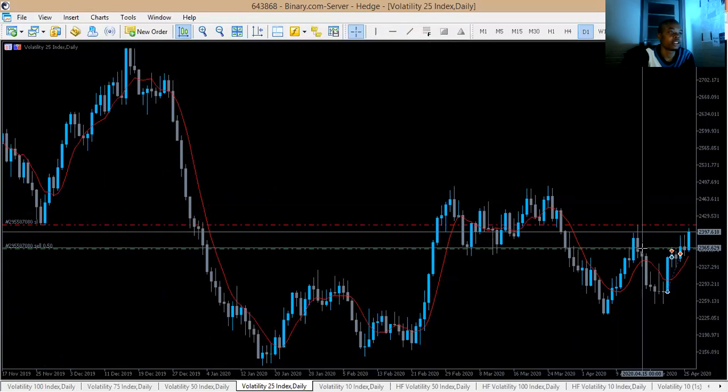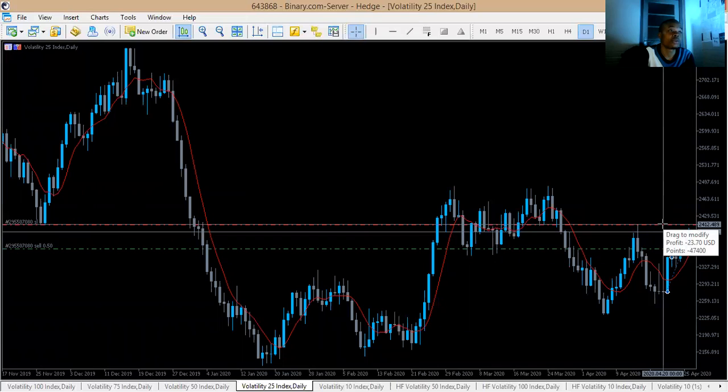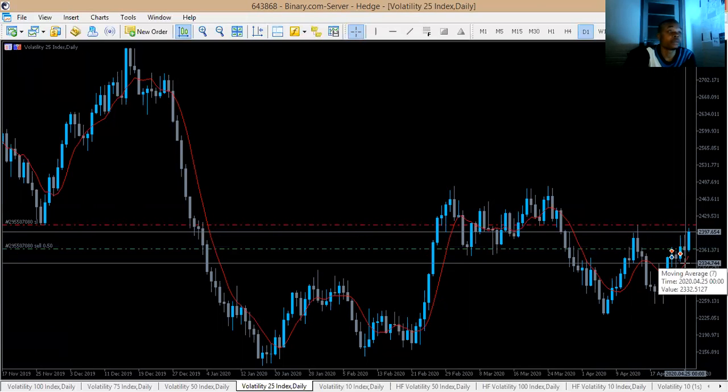Then V25. I think I was too early to take this short trade, but I think my analysis is on point there as well. I'll just leave it like that. If it stops me out, it's fine. I lost it, but if it moves back in here, it's fine. I'll make some money. My risk is okay.